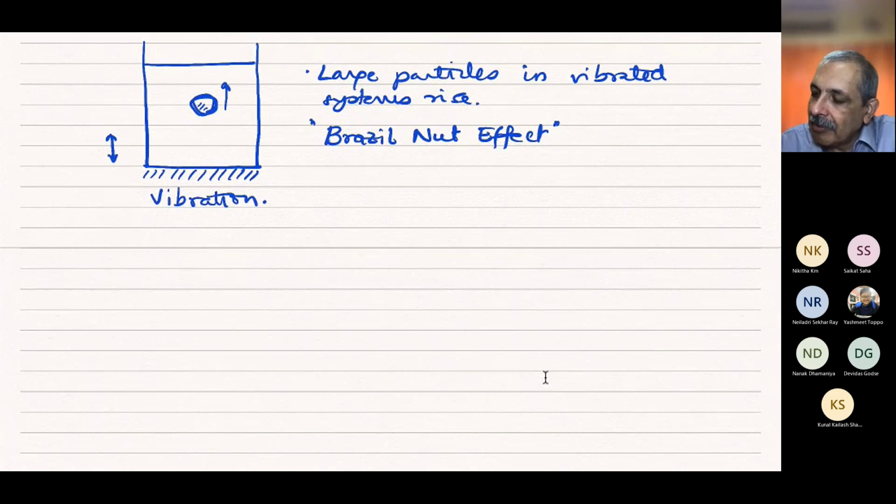And one of the simple explanations is that during the upward motion, the small particles come and jam in the space below these large particles, and then when the particle tries to move down, because these particles are difficult to move out of the way, it can't come down. So it goes up because of the vibration, but then it can't come down. So like this, it just keeps rising.